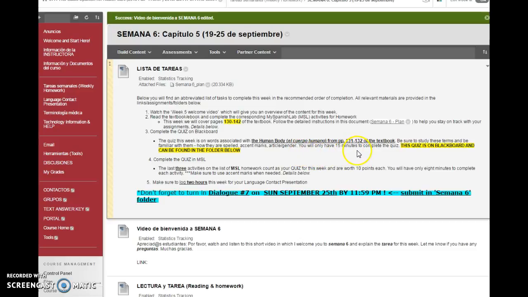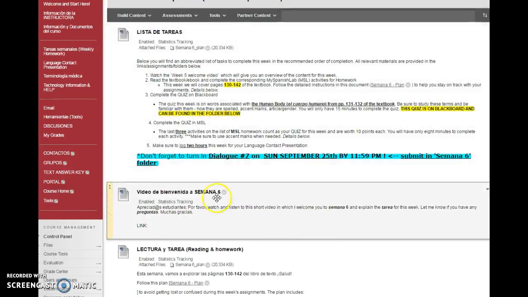You'll only have 15 minutes to complete the quiz, and we'll see in just a moment that the quiz folder is below. There's quiz in My Spanish Lab. It will consist of the last 3 activities on the list of the homework. Okay. Each quiz is going to be counted as 10 points each, and it's only 8 minutes per activity. Okay. And then again, a reminder, Dialogue 7, Diálogo 7, will be due on September 25th by 11:59 p.m.